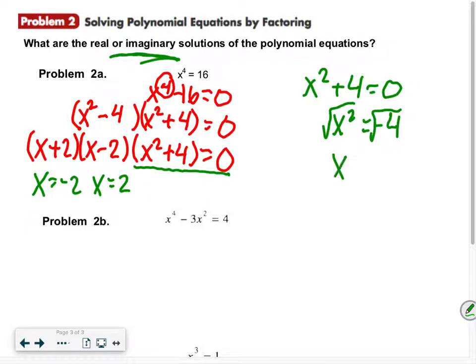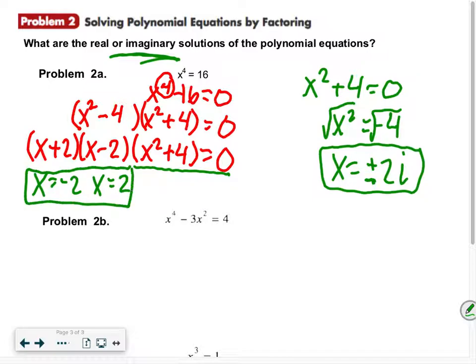What's the square root of 4? 2i. 2. What do I do with the negative? 2i. How many answers do I have when I square root? So plus or minus 2i. It's always half right. So I have 2 answers here and 2 answers here. Do I have 4 roots?